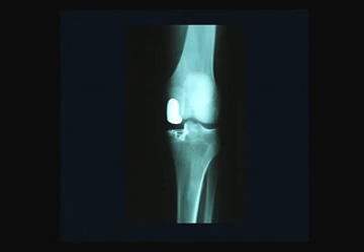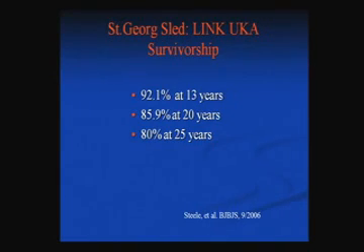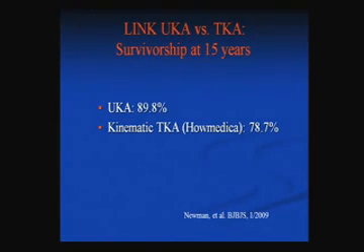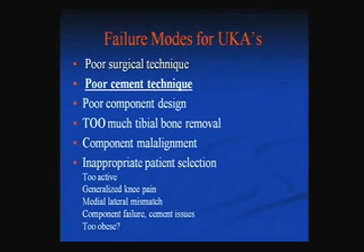This is a Link prosthesis. It's called the old St. George sled. It has the highest survivorship in the world right now, 80% at 25 years, 86% at 20 years. And when you compare the Link uni to the total survivorship at 15 years, it was actually better in the Link in this series from the JBJS.